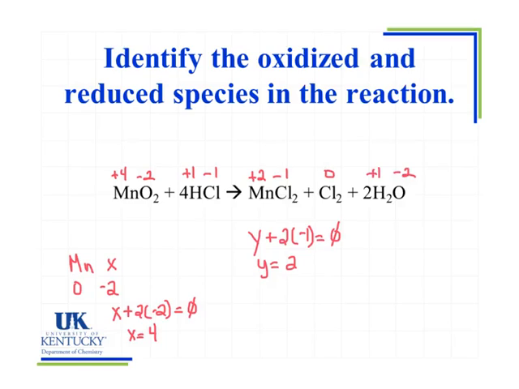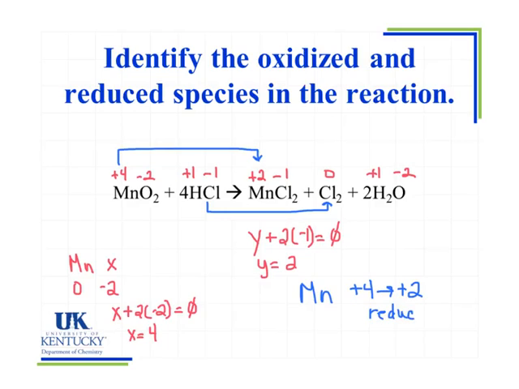So now what I want to look for is what species are changing oxidation states. And I see that manganese goes from +4 to +2. And I see that chlorine, while some of it stays the same, I also see that some chlorine goes from -1 to 0. So when I look at the manganese going from +4 to +2, that's happening because of a gain of electrons, and as a result this is the reduction process. So it's the manganese that is being reduced, or the manganese oxide that's being reduced.